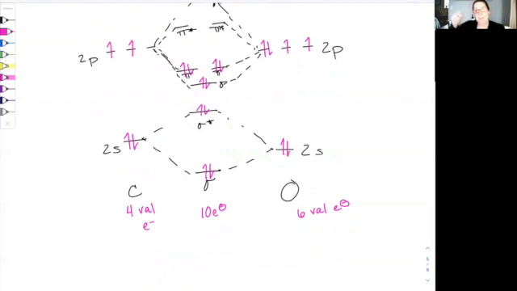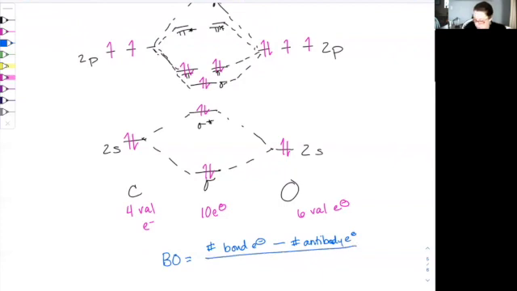That tells you how many bonds are between the 2 atoms. So to determine your bond order, you're going to add together or sum up the number of bonding electrons. You're going to subtract from that the number of electrons that are in the anti-bonding orbitals. And you're going to divide that by 2 because every bond has 2 electrons in it.